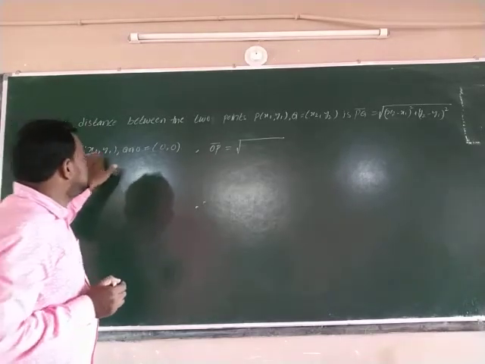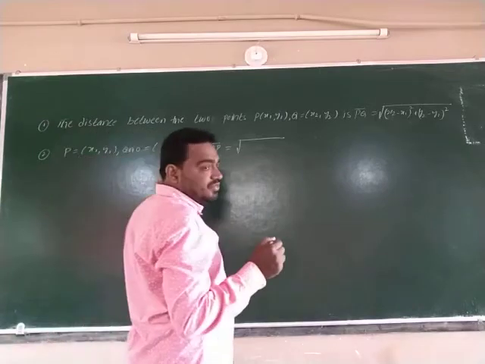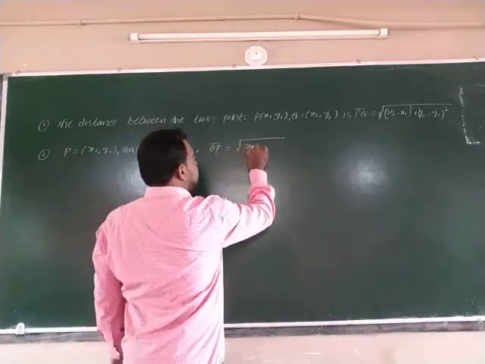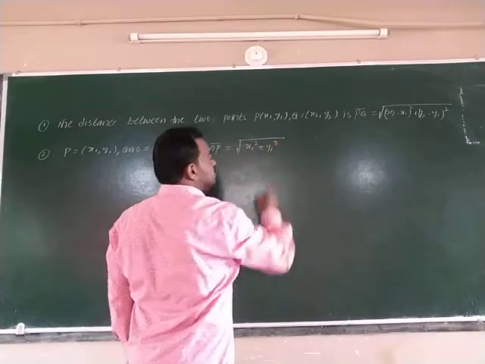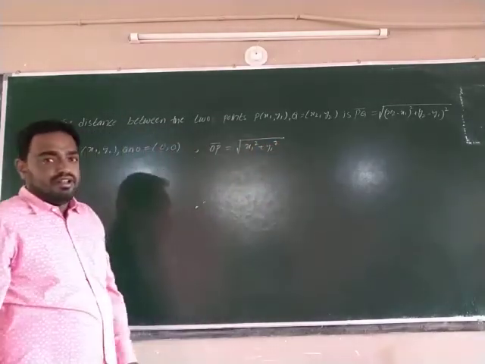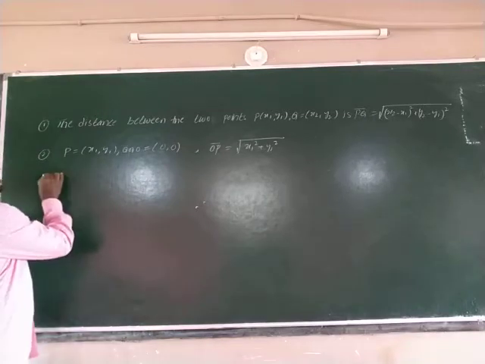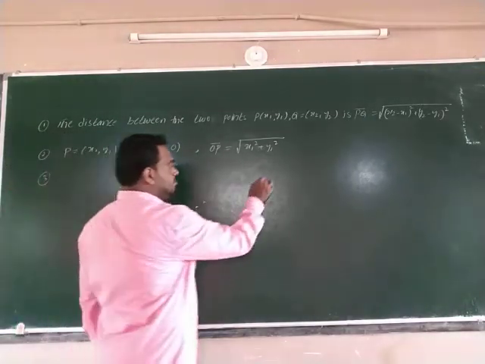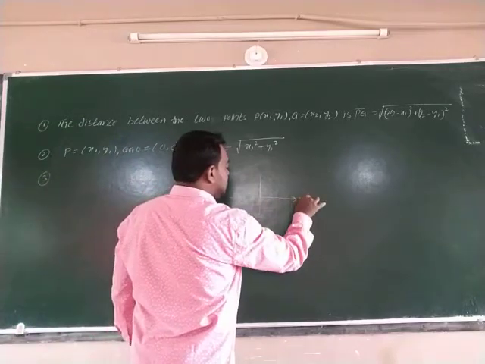Let's show this: 0 minus x1, so minus x1. Minus x1 whole square is equal to x1 square. Similarly, y square. Okay.